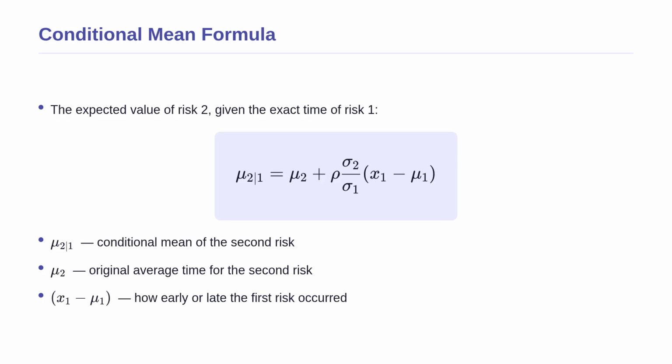This is the formula for the conditional mean of the second risk, read as the expected value of risk 2 given risk 1. It starts with the original average time for the second risk, μ2. Then it adds an adjustment based on how early or late the first risk occurred. This difference is scaled by the correlation ρ and the ratio of their spreads. If the first event happens very late and they are positively correlated, the expected time for the second event is pushed later as well.